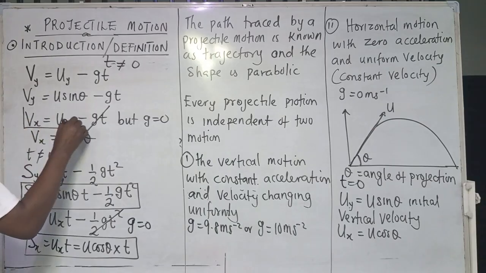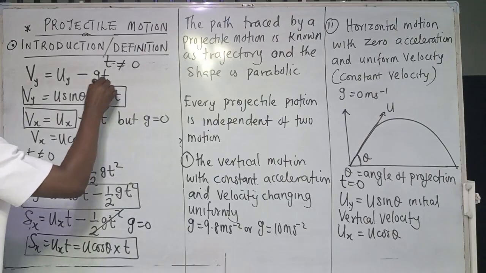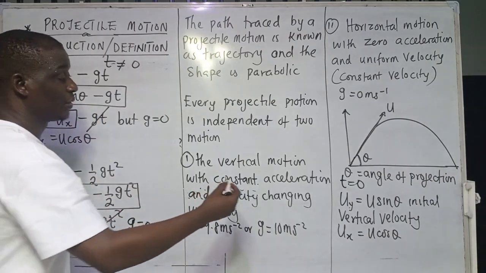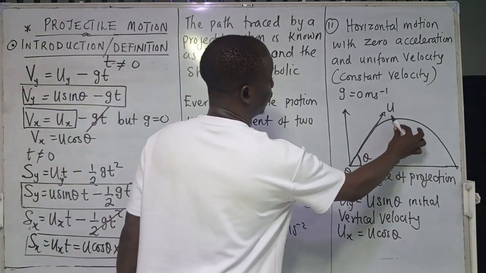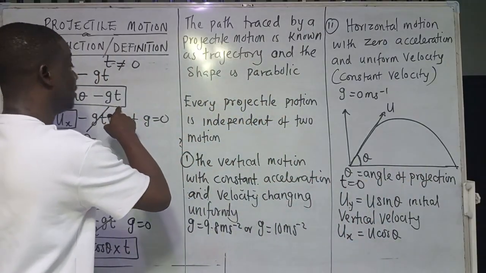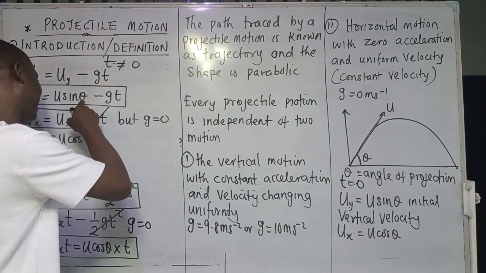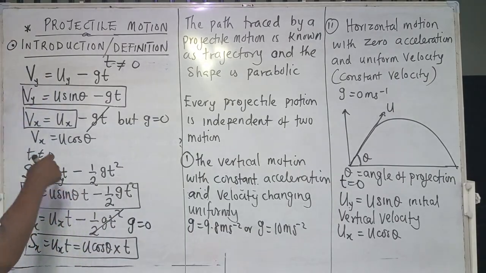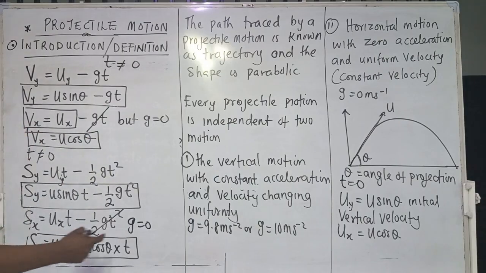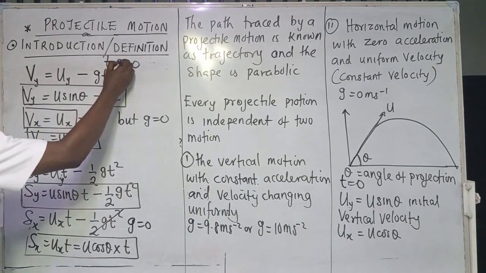So we have talked about Vy equal to Uy minus gt. This is the final velocity along the vertical. So if I want to calculate the vertical velocity at any position with respect to time, I use this formula. If I want to calculate the horizontal velocity, I'll use this formula. Whether initial or final, it is the same formula when t is not equal to 0.